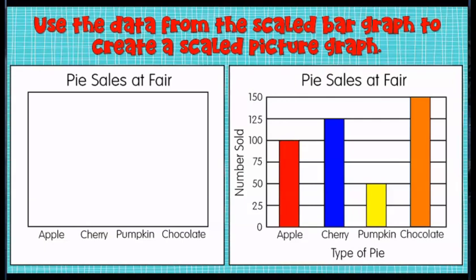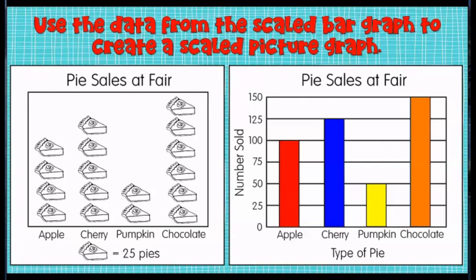We're going to have to figure out how much each pie is going to be worth, because I'm not drawing 150 pies. Holy smokes. So let's think about what you could use for how much each picture is worth. How about 25 pies? If we do 25, it would be like using a quarter each time. So think of it as a quarter.